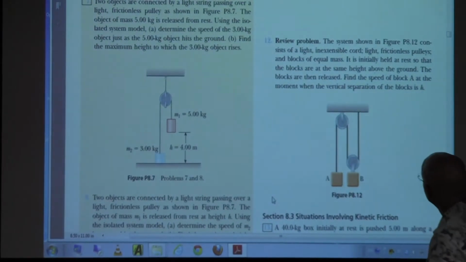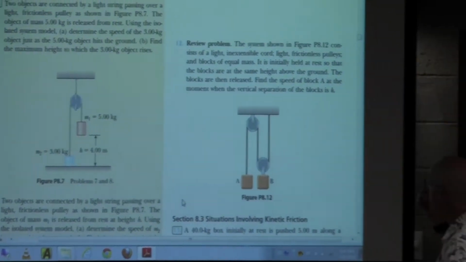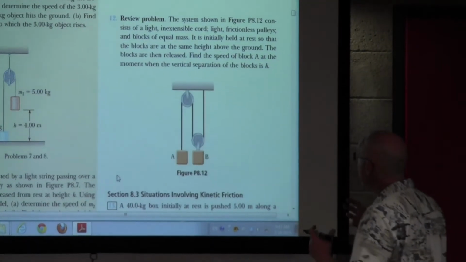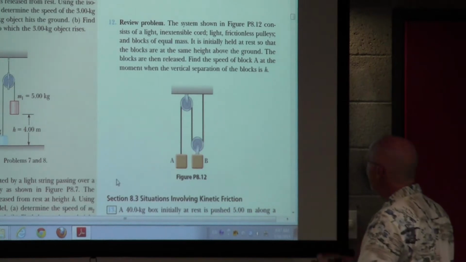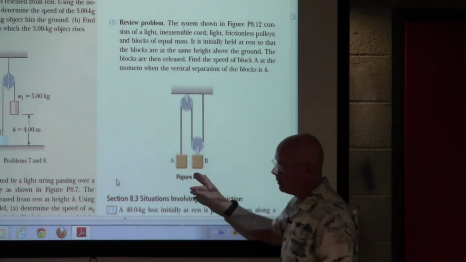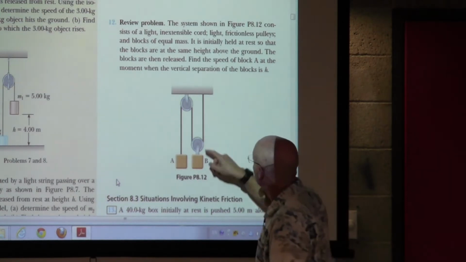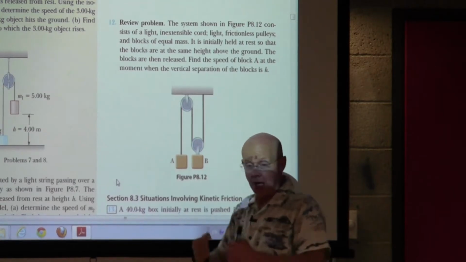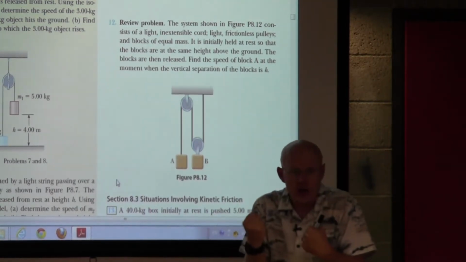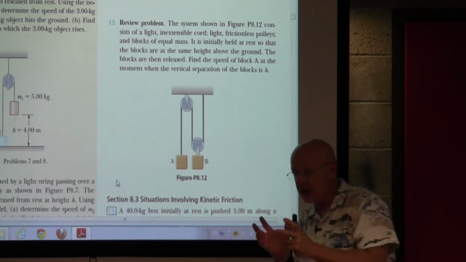But what did I say this was? 12? Number 12. Let's read it. Let's draw pictures. Let's talk about it here. All right. It does say review problem. It says the system shown here in 12 consists of a light, inextendable cord, a light, frictionless pulley, and blocks of equal mass. All right. So here's a good picture. Cord comes down, goes around this pulley, goes up around that one. And the cord, they're saying, can't stretch. So the cord stays the same total length.